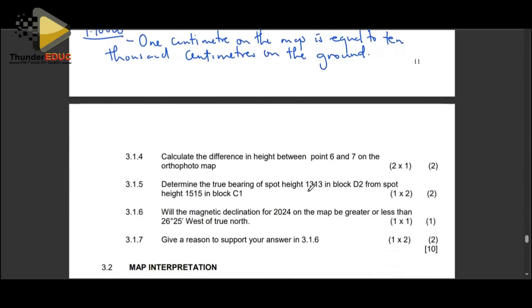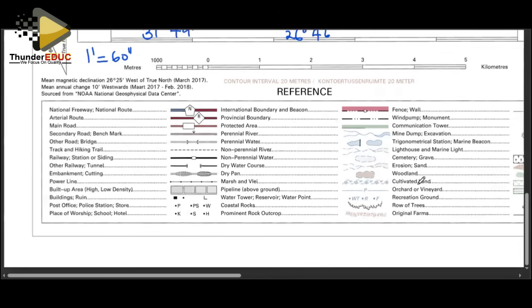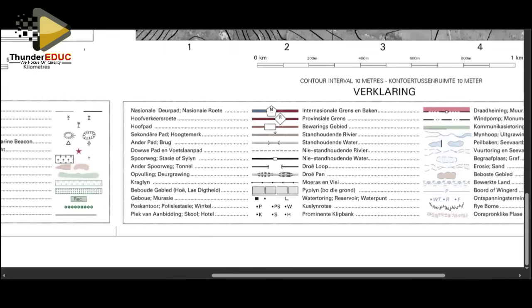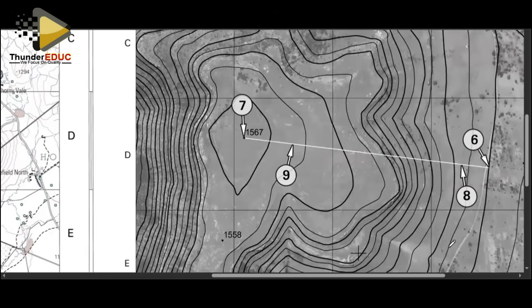Calculate the difference in height between spot height 6 and 7 on the orthophoto map. For the difference in height, you just have to identify the 2 points and then subtract the smaller value from the bigger value. We go to our map. This time we want to use the orthophoto map. Our orthophoto map is this side. We need to find 6 and 7.